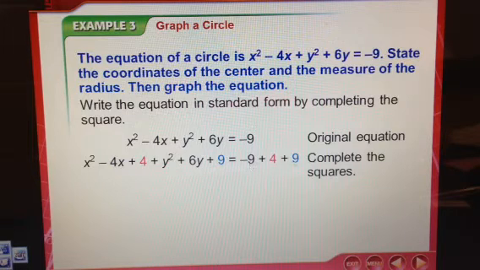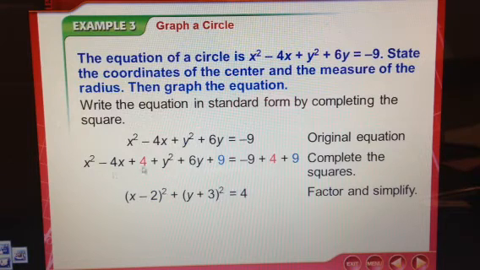On the right side, we're just going to add these values together. -9 plus 9 is 0, plus 4 is 4. So we'll have 4 over here. On the left side, we're going to go ahead and factor these. Now, we just completed the square, so we made these be perfect square trinomials. So we will just factor that, and that will give us x minus 2 squared and y plus 3 squared.